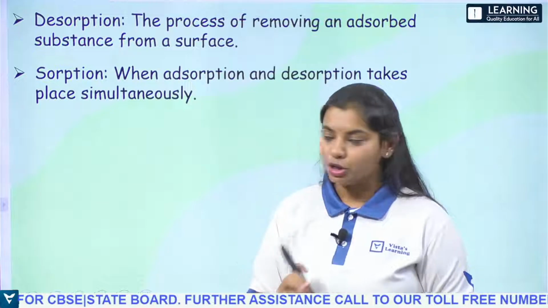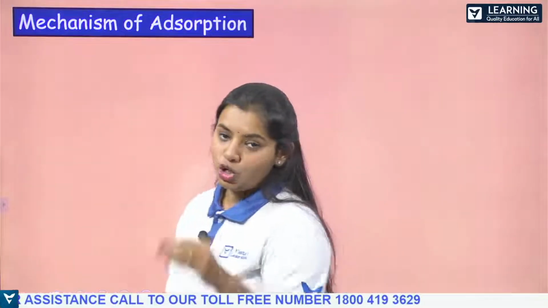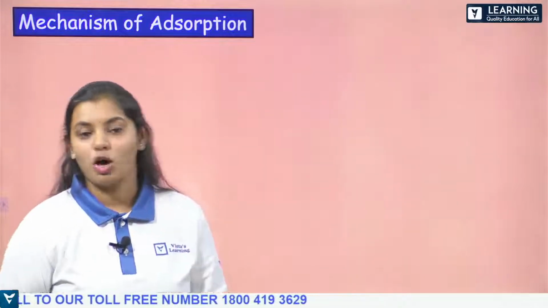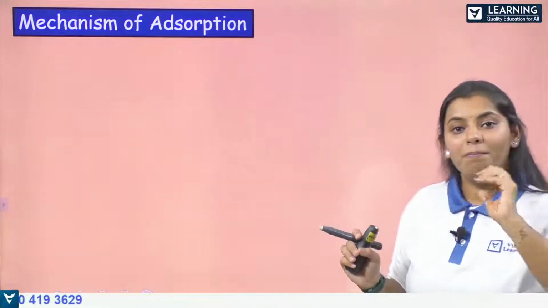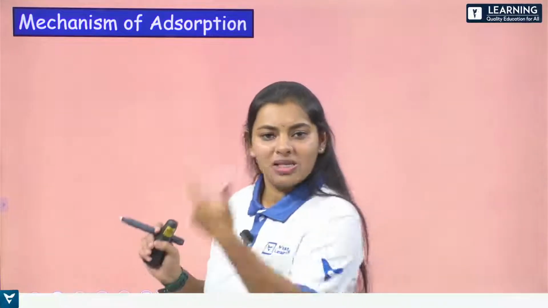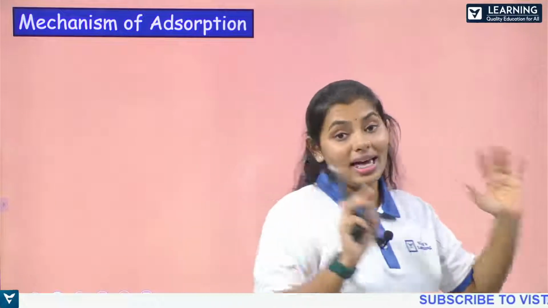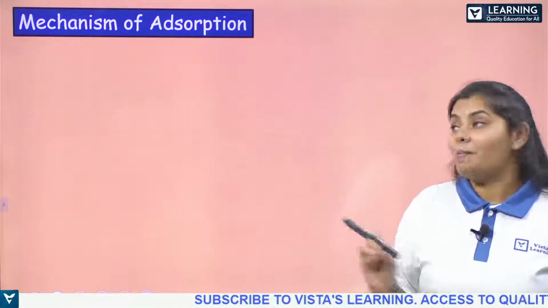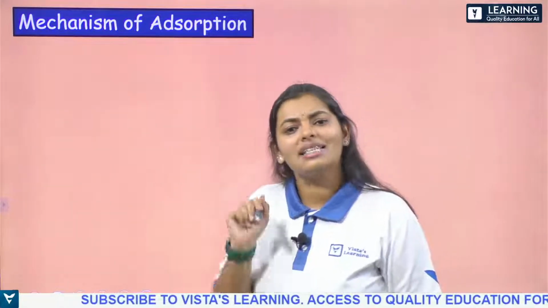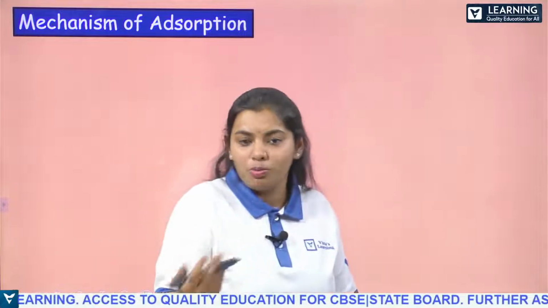Now we'll come to the mechanism of adsorption. So we saw what exactly adsorption is, and the two basic phenomena that happen in adsorption, that is desorption and sorption, along with the examples. All of these basic things we understood. Now we will get into the mechanism of adsorption. Why exactly is adsorption taking place, and why is it important for adsorption to take place?